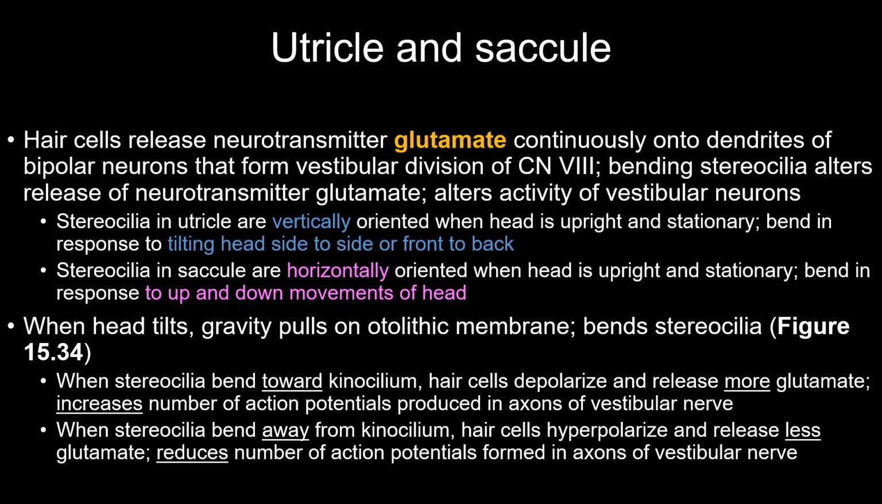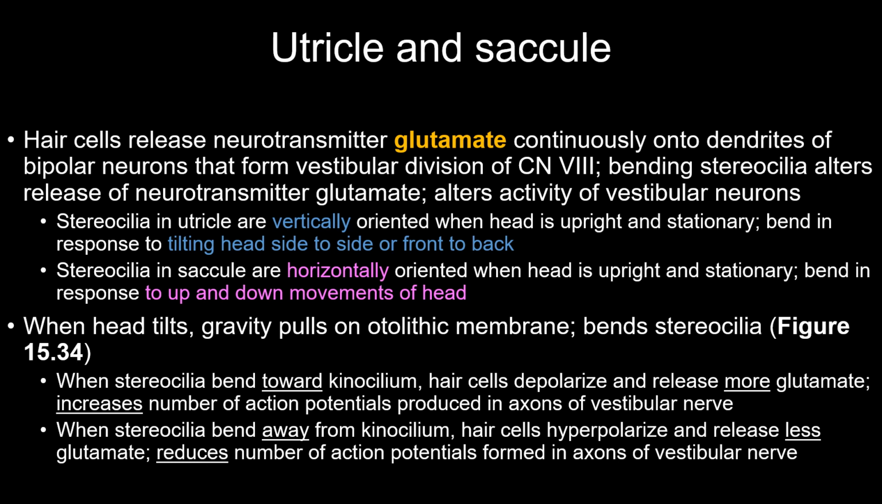Now, position response is different in the saccule and the utricle because they're oriented differently. In the utricle, stereocilia are oriented vertically, and when your head is upright and stationary, these stereocilia remain vertical, but they will bend when the head tilts to either side or to the front or back. And then in the saccule, the stereocilia are oriented horizontally. And so when your head is upright and stationary, they remain horizontal, but they bend in response to up and down movements, like when you go from sitting straight up to a slouched position or vice versa. Any change in that elevation.